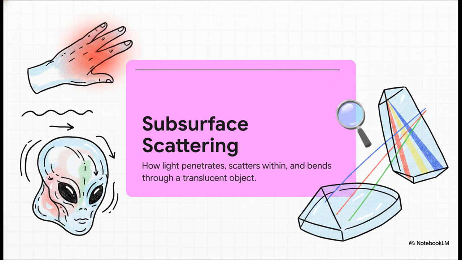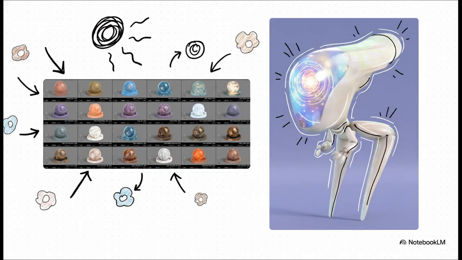Think about what happens when you hold your hand up to a flashlight and your fingers glow red. That right there, that's subsurface scattering. It's so cool to see this kind of experimentation in action. The team went through dozens of material test spheres, combining refraction with long-distance subsurface scattering and throwing in some iridescence and glow.